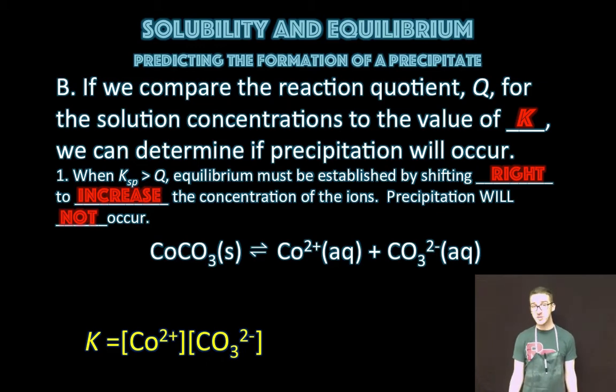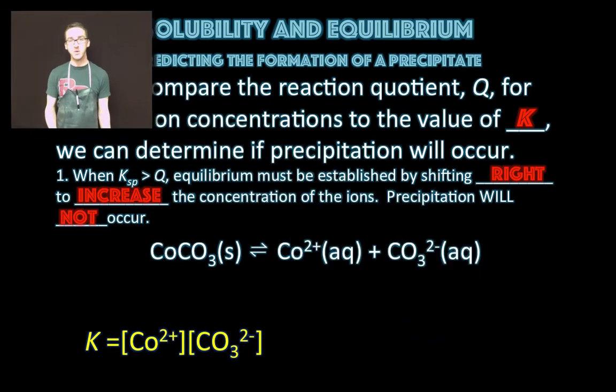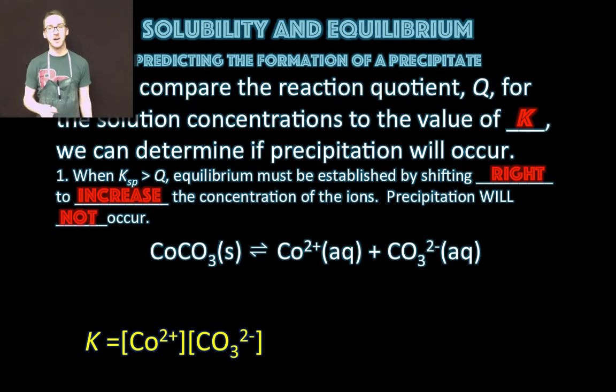When Ksp is greater than Q, equilibrium must be established by shifting right to increase the concentrations of the ions. Precipitation will not occur if we're forming a bunch of ions and no solid. So take a look at the example equilibrium set up between cobalt-2 carbonate and its ions. You're provided with the equilibrium constant K, Ksp, for this expression.